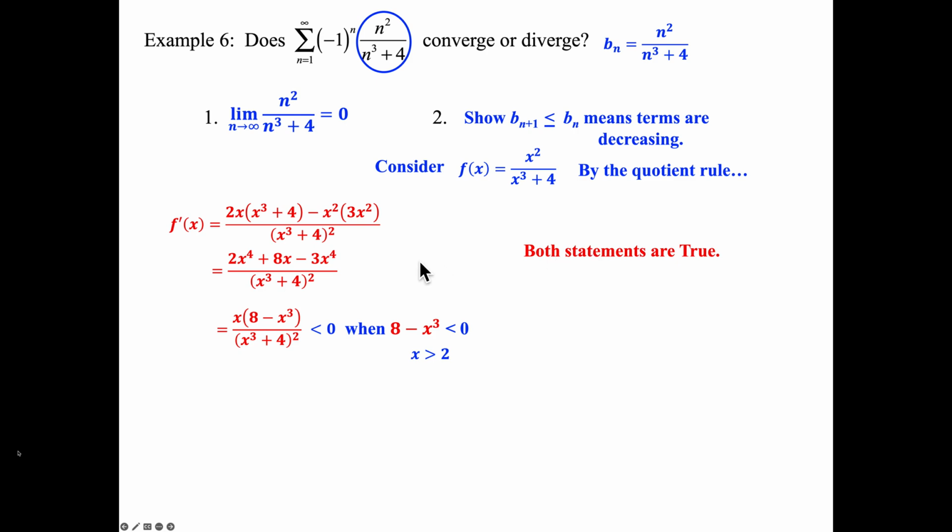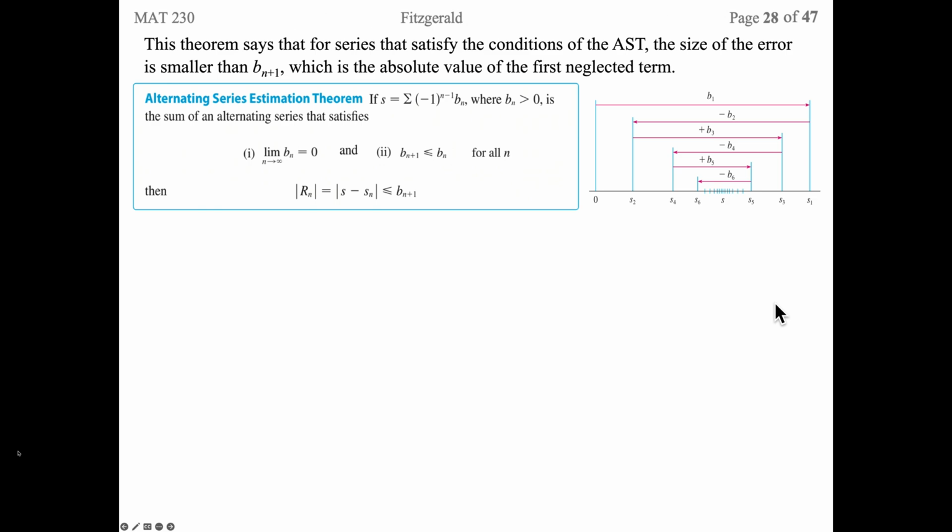So both 1 and 2 are true. So my alternating series is going to converge by the alternating series test. Next, what we're going to look at is the alternating series estimation theorem. It's basically the alternating series test. If you look at everything, my rules are the same. We're just adding on this next statement.